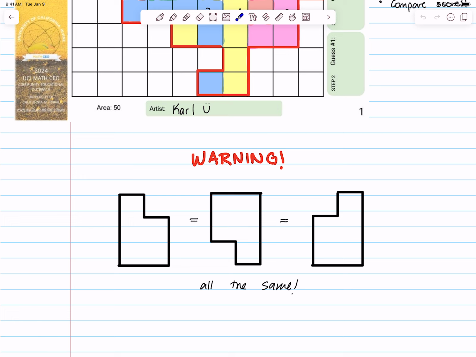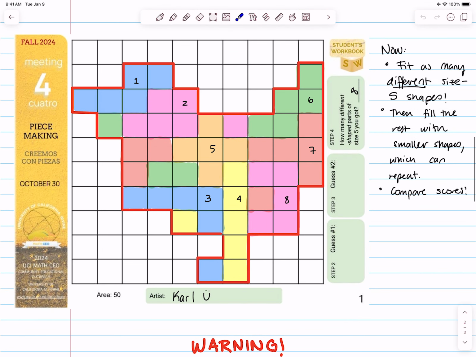So you can really talk to your students about what does it mean for these two size 5 shapes to be the same. And maybe even, is 8 the biggest possible score for this shape? Maybe I can fit 9. I don't know. Try it, play around with it yourself, see what you think.